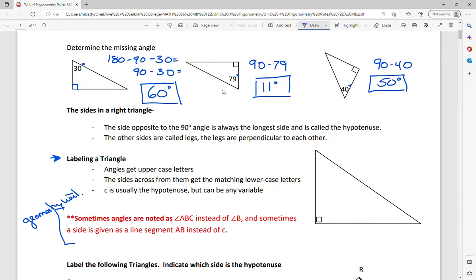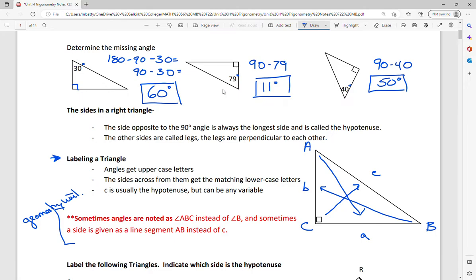But typically in trigonometry, the angles get uppercase letters. So this would be triangle A, B, C. And the sides across from the angles get the lowercase letter. So the side that's across from C would get lowercase c. The side that is across from A is lowercase a. And the side that is across from B gets to be lowercase b.